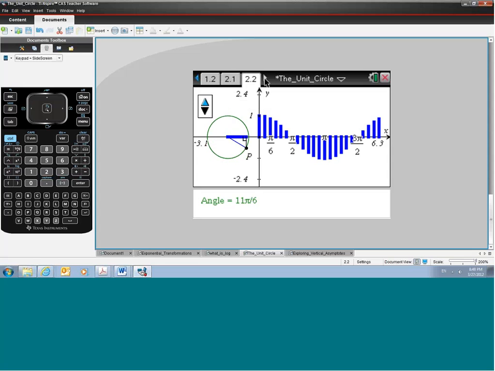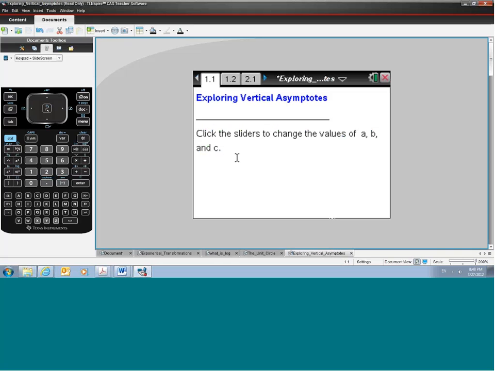Eric, what do you think? Should we keep going, or should we head into wrap-up mode? Maybe the next one for 3 or 4 minutes, if that's okay. Okay, we'll take a look at the vertical asymptotes. Yes, that'll give us plenty of time to show the online resources.